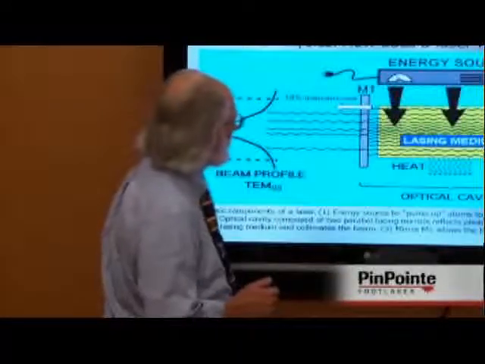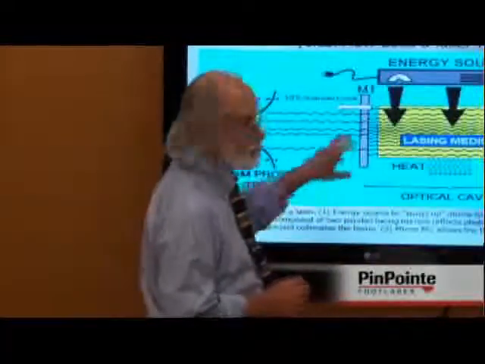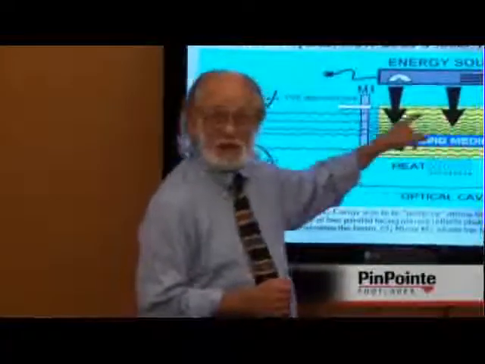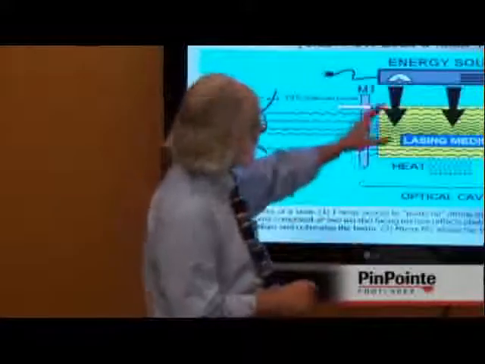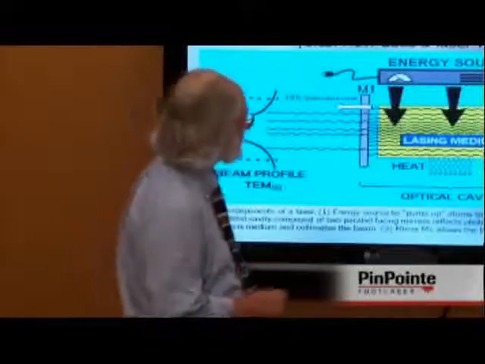You can have a different type of crystal, YSGG crystal. You can put erbium in there instead of neodymium, get an erbium YAG. And there are a lot of things you can do in here to tweak the wavelength that comes out.